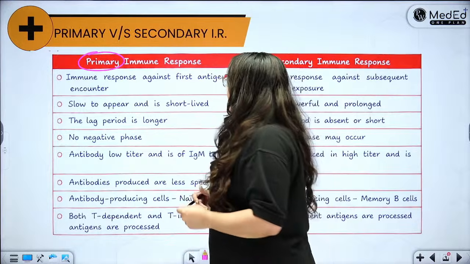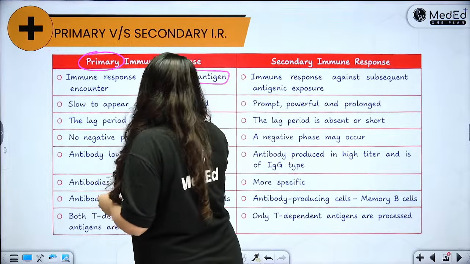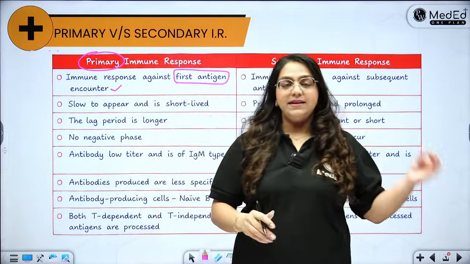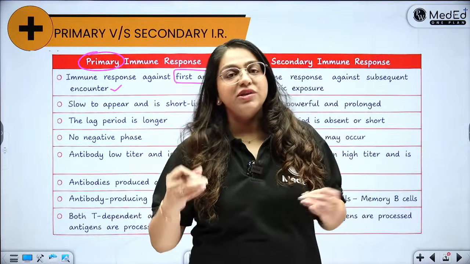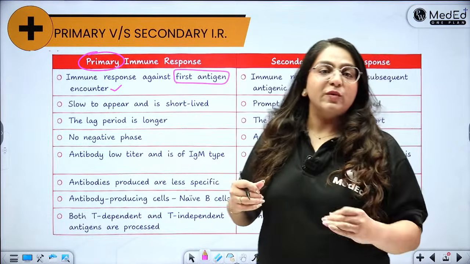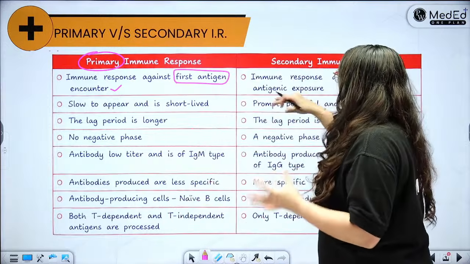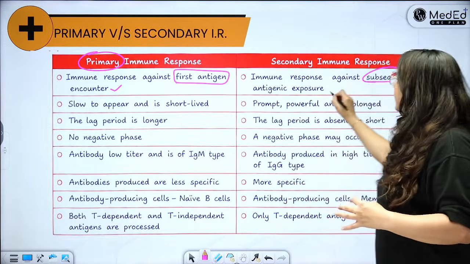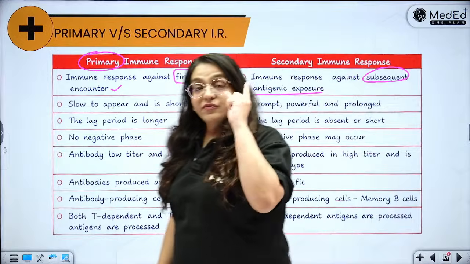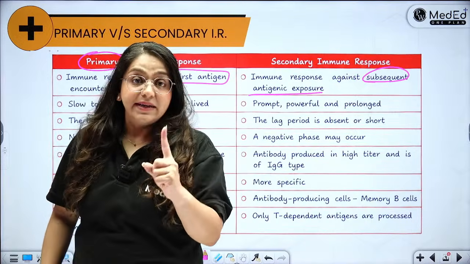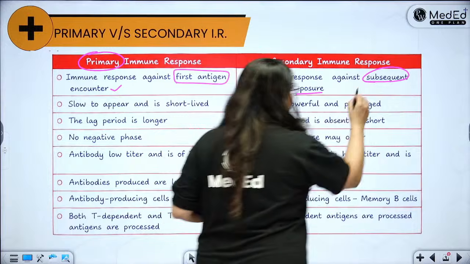So what happens in primary? It is against the first antigen encounter. The first time the antigen or pathogen enters my body, the first response is the primary immune response, whereas secondary is against a subsequent antigenic exposure. Now, it is very important to write subsequent. Why am I highlighting the word subsequent?